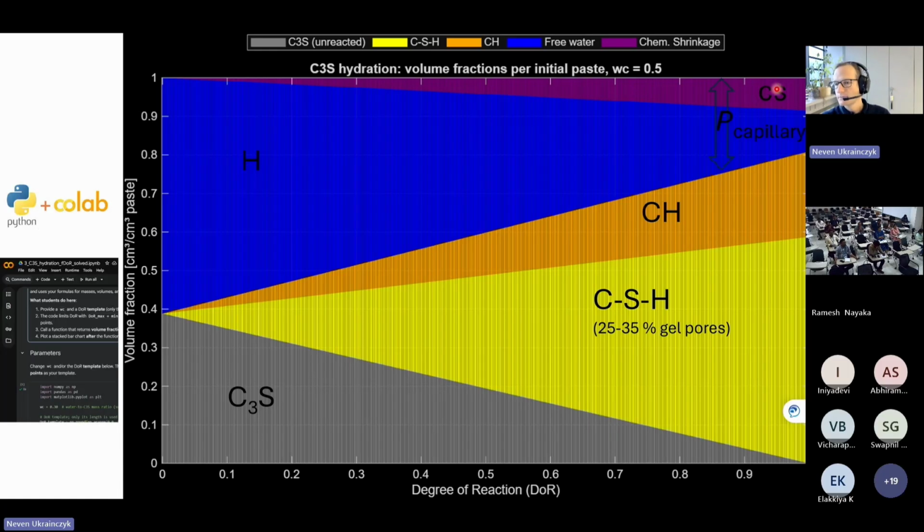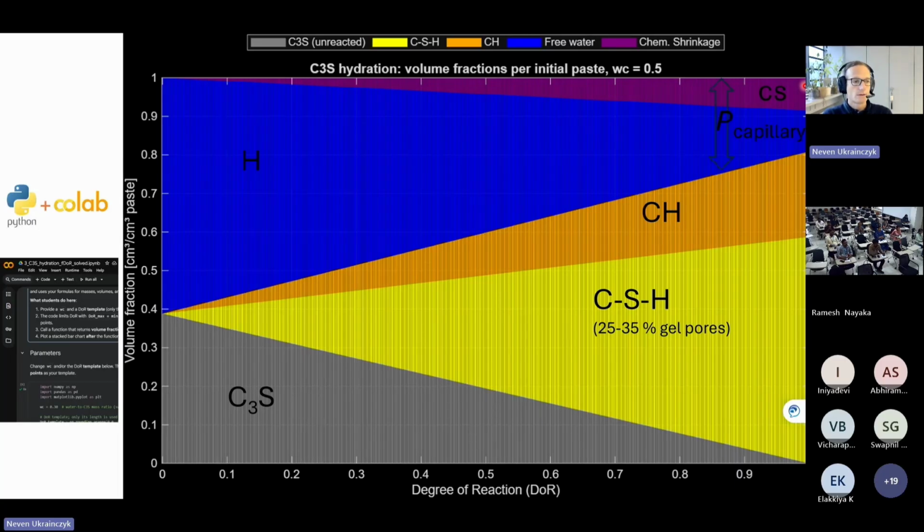And what is chemical shrinkage? Basically, it's the chemical fact that the sum of the volume of water and cement at the beginning is bigger than the sum of the volume of the reaction products at the end. So if you sum the volume of water at the end and your hydration products, it is less than the volume of water and cement you put in. And this is why you have this chemical shrinkage. It's empty pores.